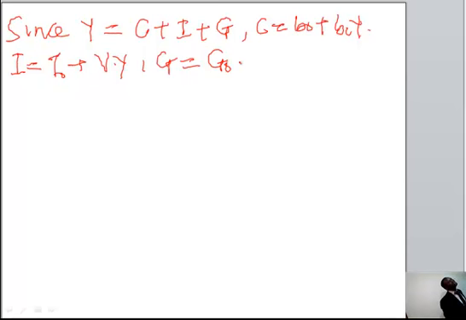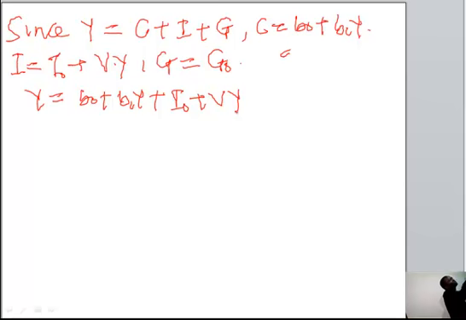In this case, it's very simple. Let's try to substitute our C, which is B0 plus B1Y. We have our Y to be equal to B0 plus B1Y plus our I, and I has to be substituted too. We have I naught plus VY, then plus G, and our G has to be substituted too because we are working at equilibrium, G naught.